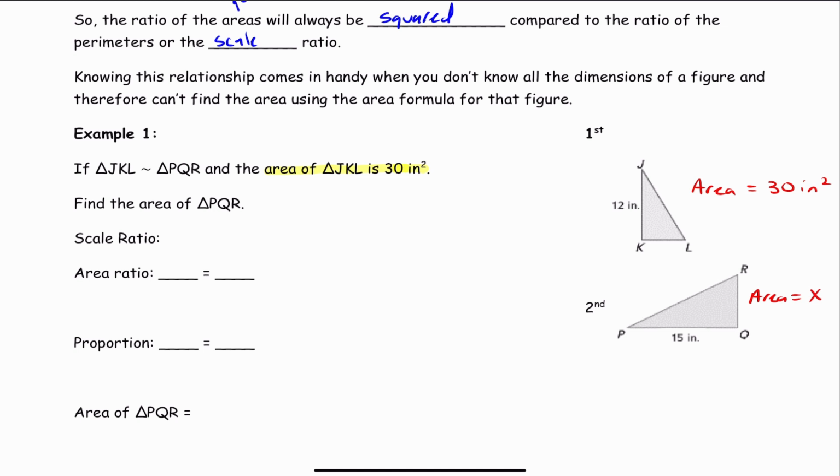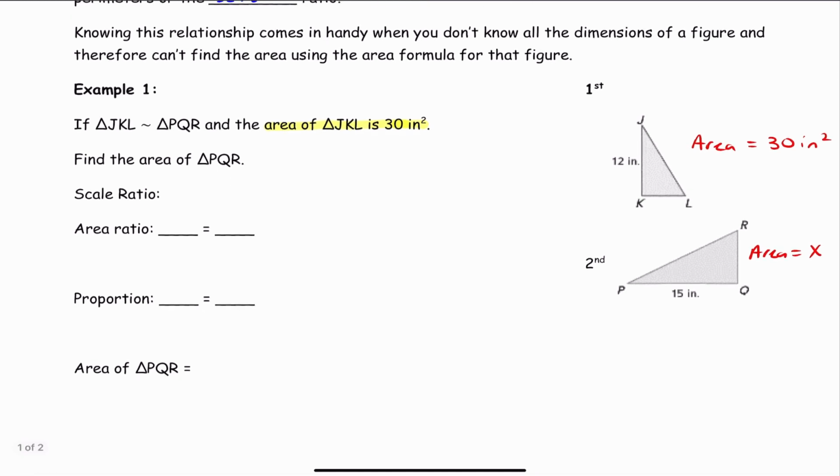Okay? So, what do I need to do? I've got to figure out the scale ratio of the two figures. So, the scale ratio, I'm going to go from the first figure to the second figure, 12 to 15, right? Well, let me go ahead and backtrack. Let's take a look at this 12-inch here. 12-inch is the side of JK.